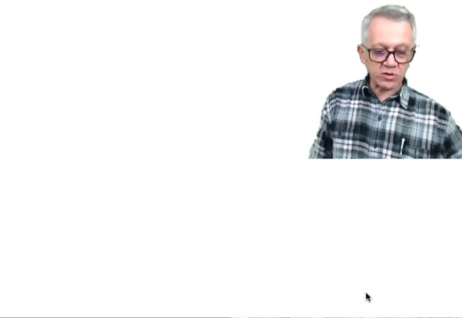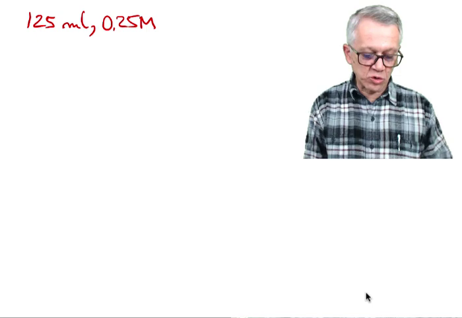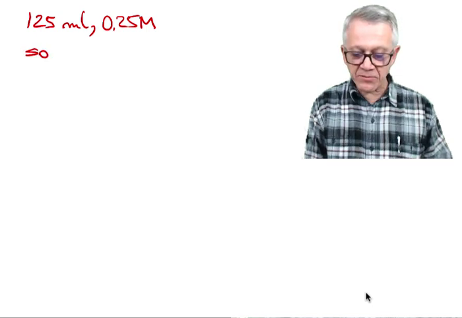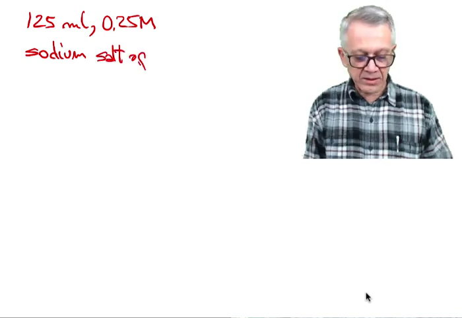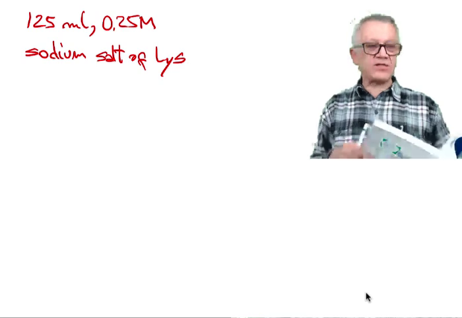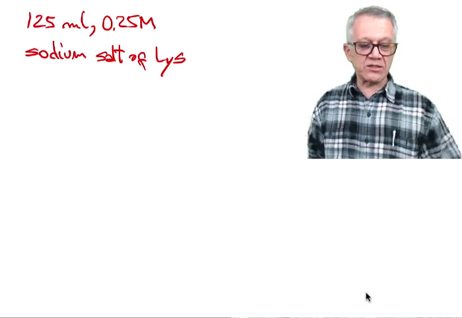All right, so the last part of the problem, and again this is part D, is with 125 milliliters of a solution 0.25 molar, and now the solution is a sodium salt of lysine. Now we know that lysine has to be negatively charged, right? Because we want the sodium salt, so that's going to be a negatively charged lysine.